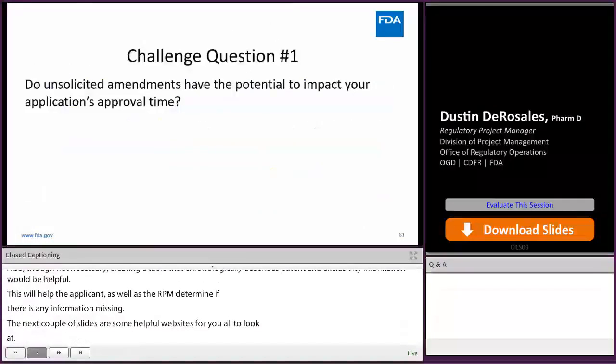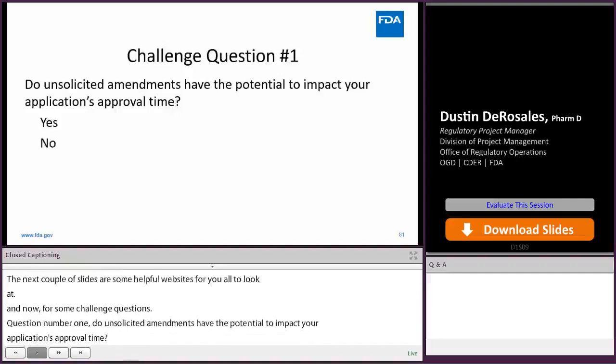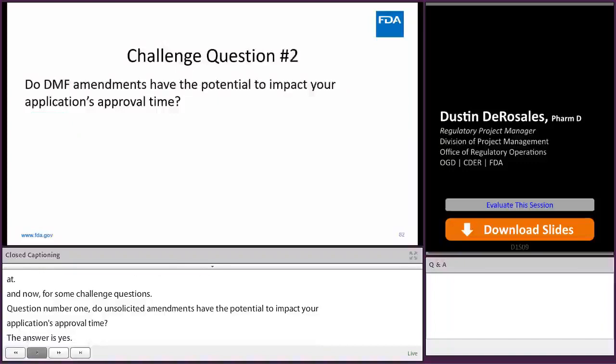And now for some challenge questions. Question number 1. Do unsolicited amendments have the potential to impact your application's approval time? The answer is yes. Question number 2. Do DMF amendments have the potential to impact your application's approval time? Again, the answer is yes.